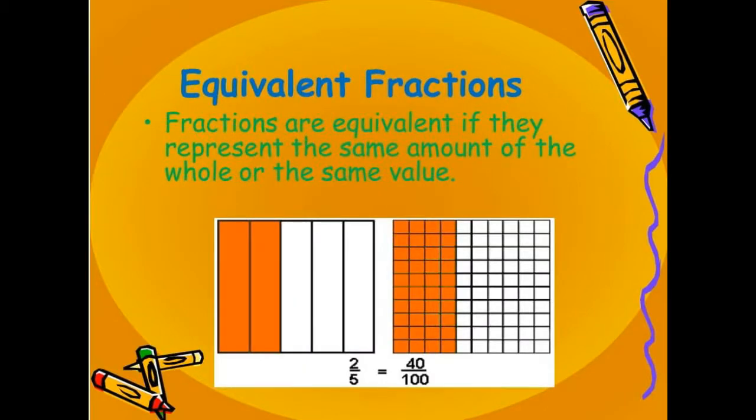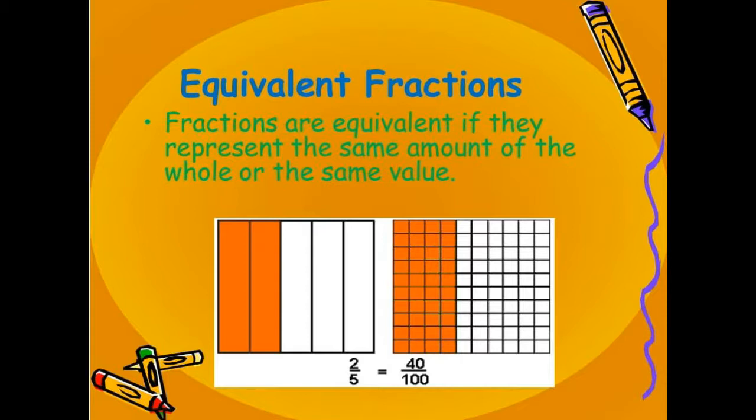Next we have equivalent fractions. Fractions are equivalent if they represent the same amount of the whole or the same value. Now if you look at the diagrams, in the first one the square is divided into 5 equal parts. Out of 5, 2 are shaded, therefore the fraction is equal to 2 by 5.